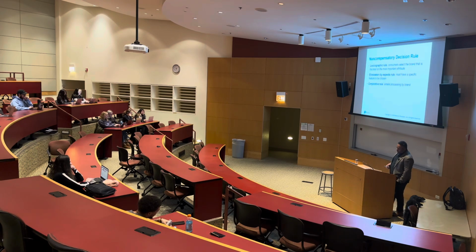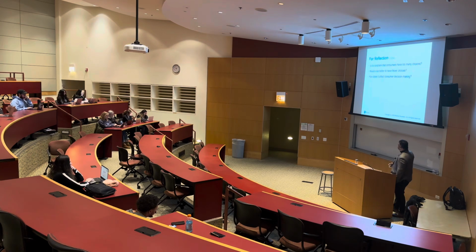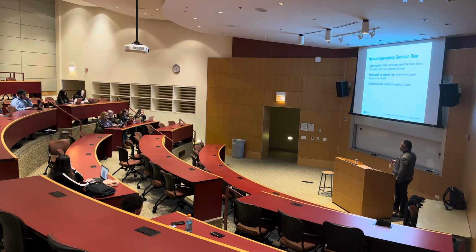Right? Elimination by aspects rule: must have a specific feature to be chosen. Or conjunctive rule, which entails processing by brand, right? Like, hey, we have a brand in mind, and that's how we sort of process conjunctive. Or we say, this has to be at least 4K at minimum, right? Anything else, I could live with.